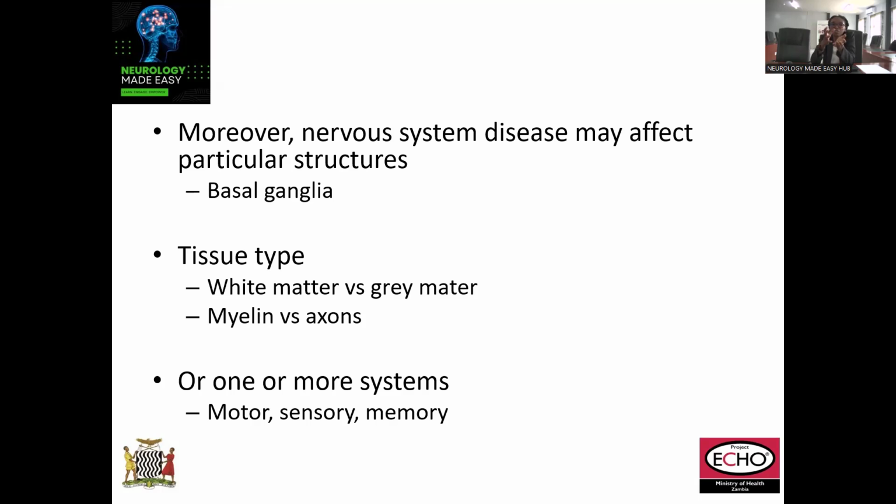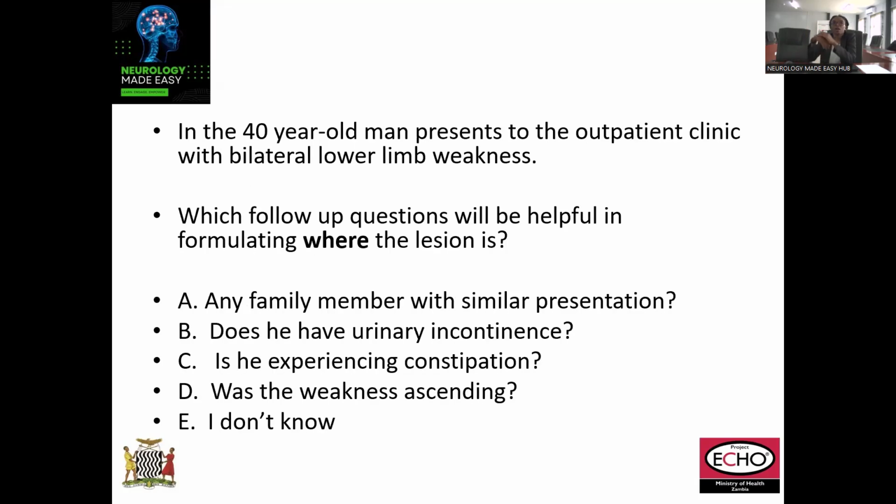You can also think about which systems are impaired. So if someone is coming in with weakness, that's a motor problem. If someone is coming in with sensory symptoms such as numbness, pins and needles, burning sensation, you know that the sensory system is involved. And so going back to our question, where we had this gentleman who is coming in with bilateral lower limb weakness, the questions that will help us to determine where the lesion is are actually B, which is, does he have urinary incontinence? C, is he experiencing constipation? And D, was the weakness ascending?